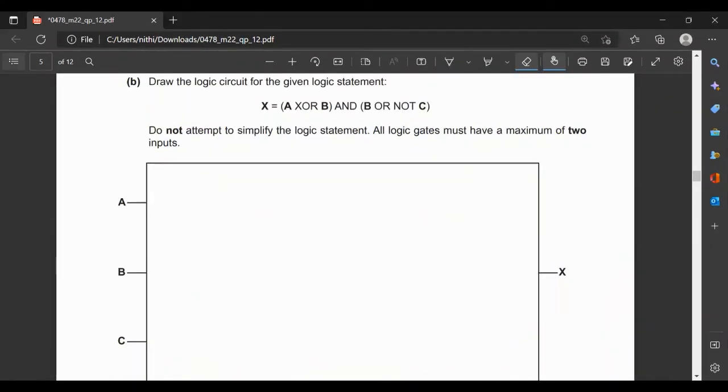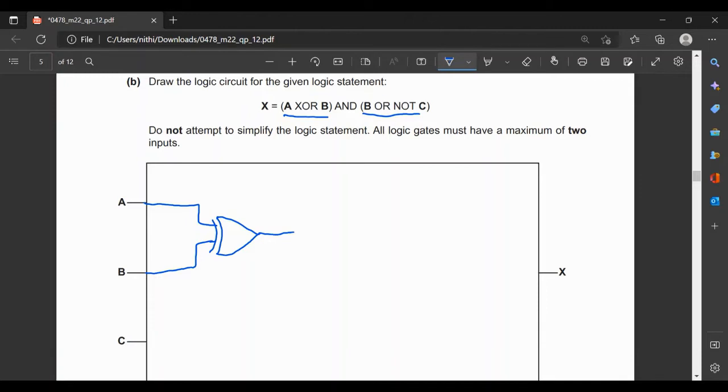Okay, now moving on, the next question asks us to draw a logic circuit. First, let's underline what's in the bracket because that's what we have to do first. In the first bracket, we have A XOR B, and in the second bracket, we have B OR NOT C. So first, let's do what's asked in the first bracket. We have to draw the XOR gate, which is very similar to the OR gate, between A and B. Okay, I know my drawings aren't perfect, but please deal with it.